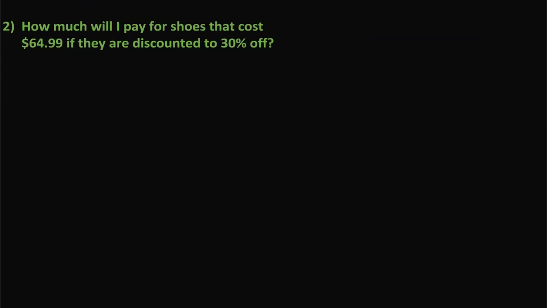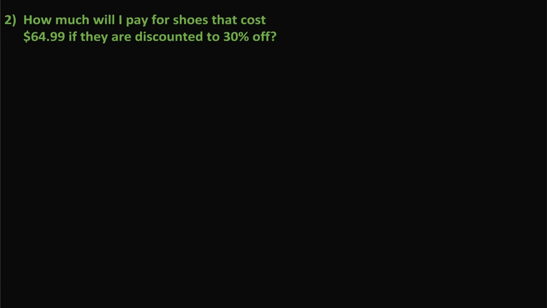Okay, taking a look at our second problem here. It says, how much will I pay for shoes that cost $64.99 if they are discounted to 30% off? Okay, and the key to these percentage problems is really to figure out what it's asking you. So this problem is not asking what is 30% of $64.99. It's saying take 30% off and then tell me that number.